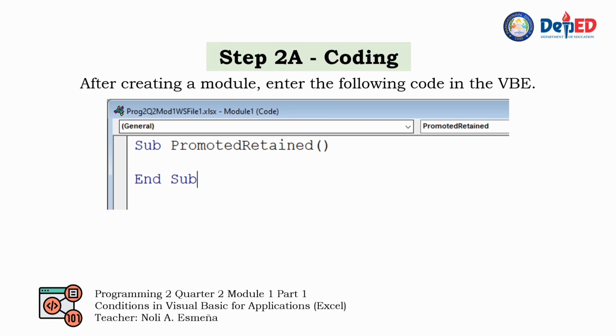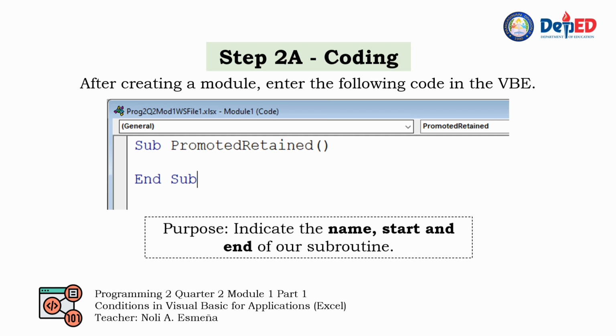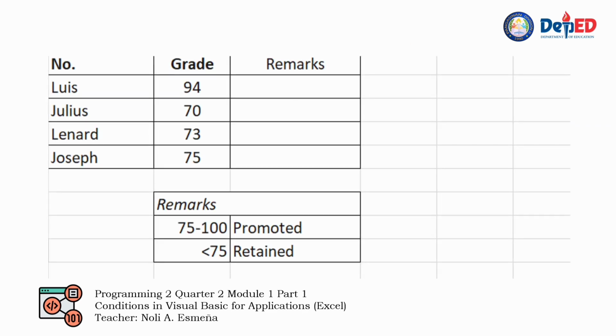After creating a module, enter the following code in the VBE. The purpose of these codes is to indicate the name, start, and end of our subroutine. Before we proceed on the next line of codes, let's go back to our Excel file.